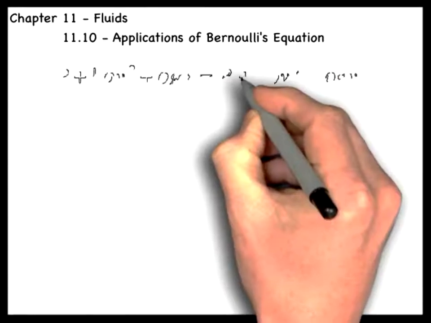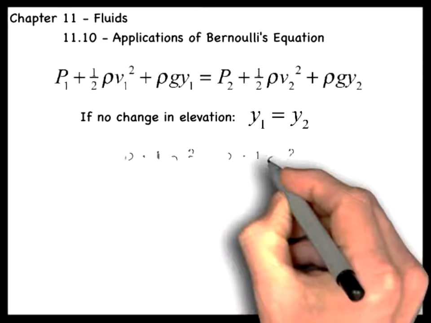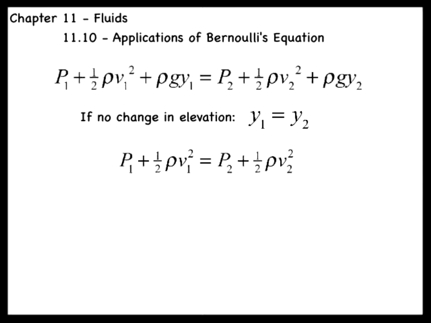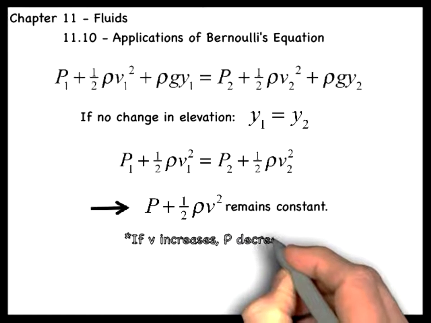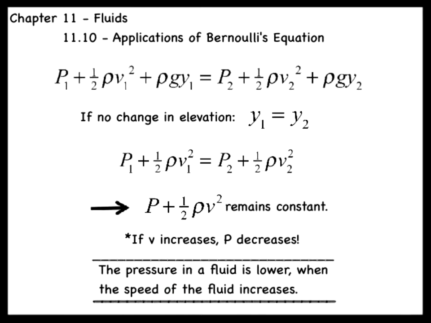Recall Bernoulli's equation from our previous discussion. If we consider a fluid that doesn't change its elevation, then y1 equals y2, and Bernoulli's equation reduces to the following. This tells us the quantity p plus 1/2 rho v squared remains constant. Therefore, if v increases, p decreases and vice versa. In other words, the pressure in a fluid is lower when the speed of the fluid increases.